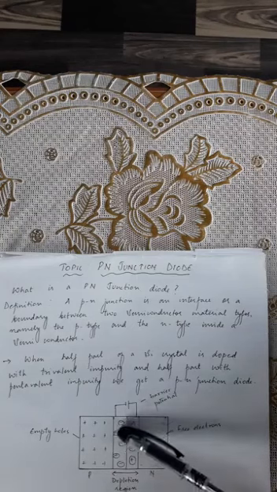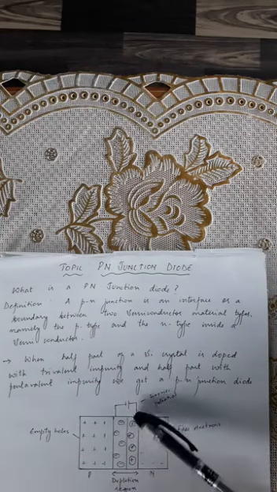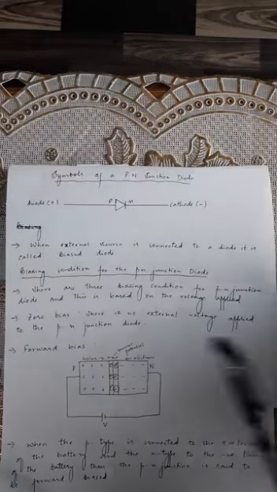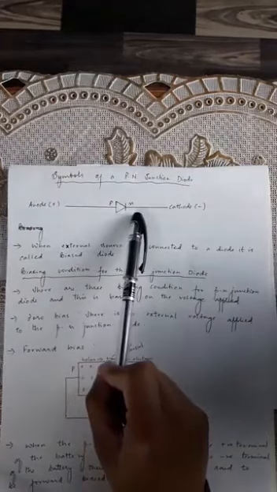This potential prevents or blocks the movement of charge carriers, that is electrons and holes, across the junction. This potential is known as a barrier potential. And this region is a depletion region. This depletion region is a region where no charge carriers are present. This is the symbol of a PN Junction Diode. This is the P-type and this is the N-type.